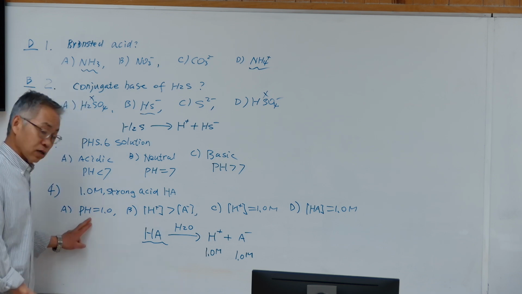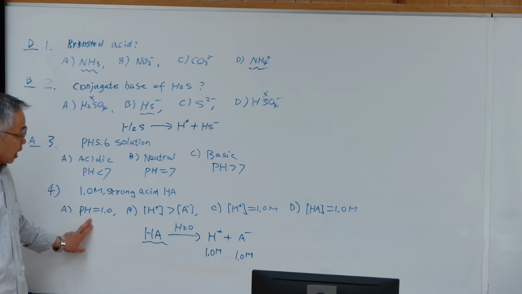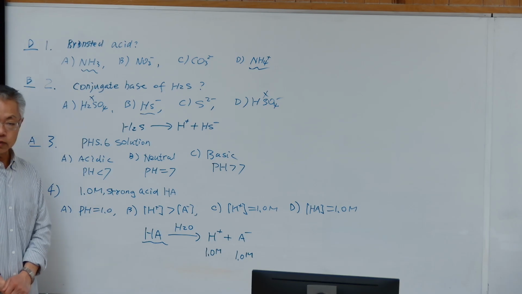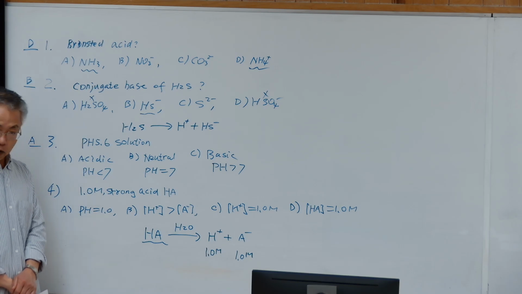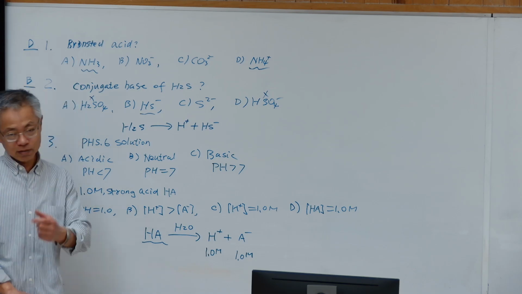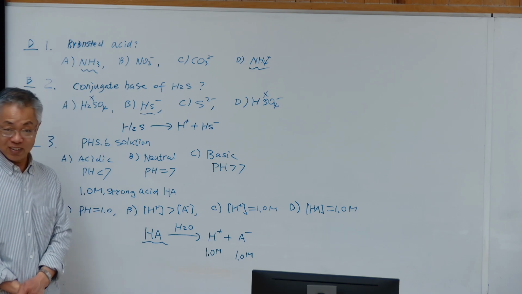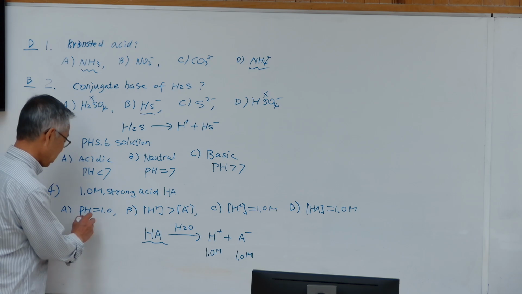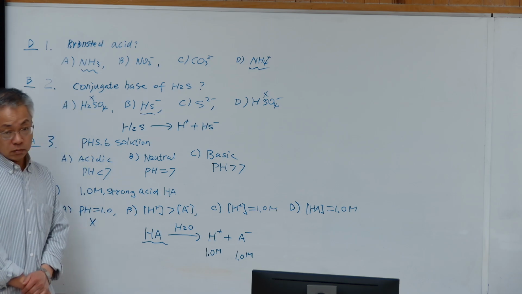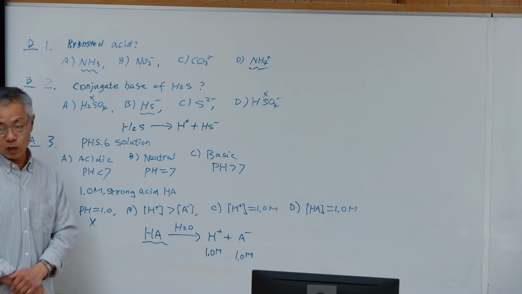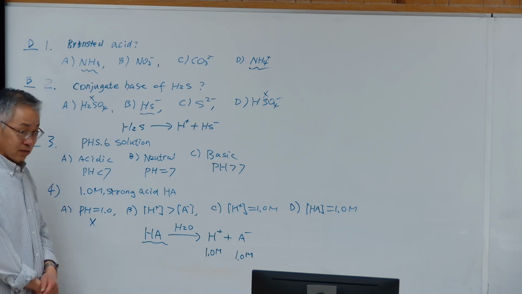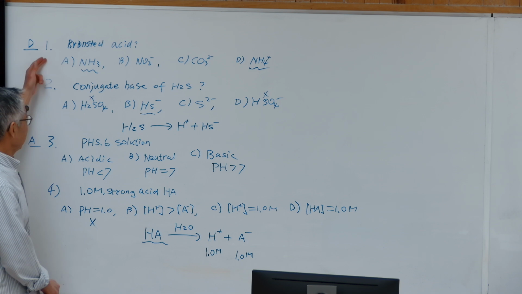Why is this not the answer? Because for hydrogen ion 1 molar, pH is not 1. pH is the negative log of hydrogen ion concentration, right? The negative log of 1 is 0. pH is 0. Okay, this is not pH 1. If pH is 1, the hydrogen ion concentration is 0.1. The negative log of 0.1 is 1. Right. So this is a little bit harder than questions 1, 2, 3.